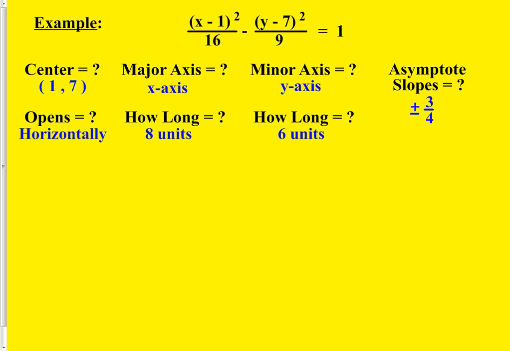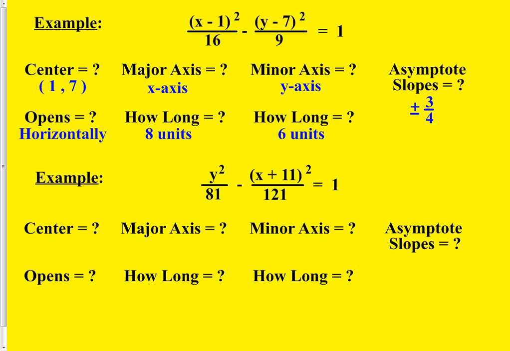Okay, so let's take a look at another question, because that's a lot of information to process. Let's see if we can get it right. Here we have a new equation: y squared over 81 minus (x plus 11) quantity squared over 121 equals 1. Okay, we're going to have the same series of questions.